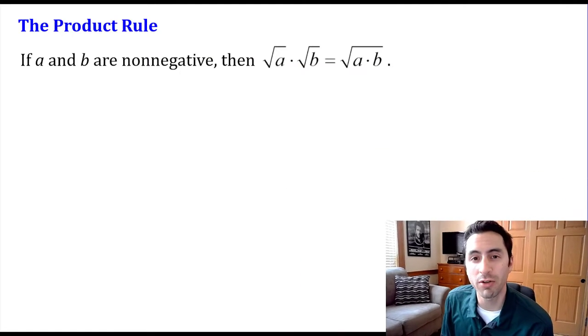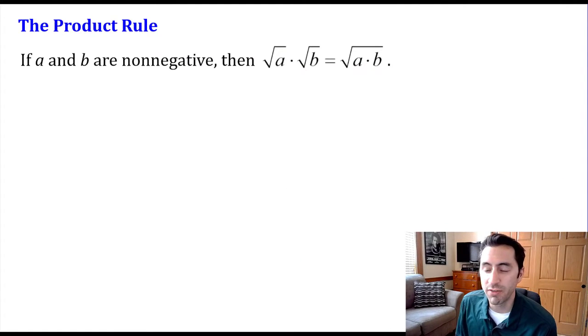Hello everyone. In this video, let's take a look at the product rule and specifically how the product rule can be applied to square roots. So the first thing, let's take a look at what the product rule says. It says if a and b are non-negative, then the square root of a times the square root of b is equal to the square root of a times b.